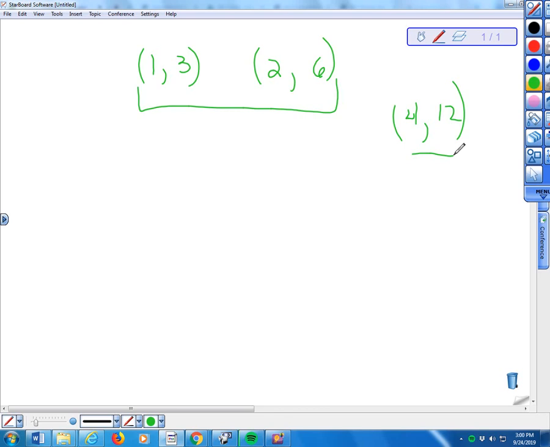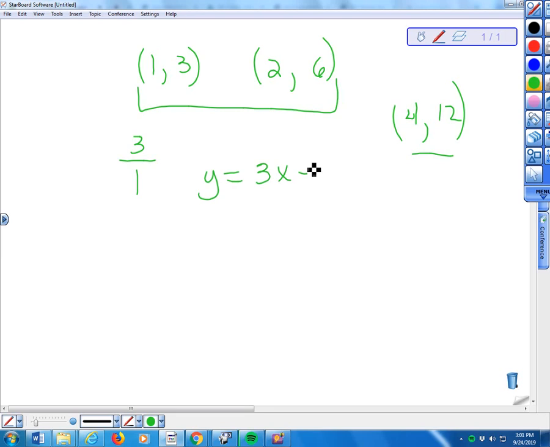The first thing you need to do is find the equation of your original line. This is what we worked on in the last section. First you find the slope: 6 minus 3 over 2 minus 1. My slope is 3, sorry.